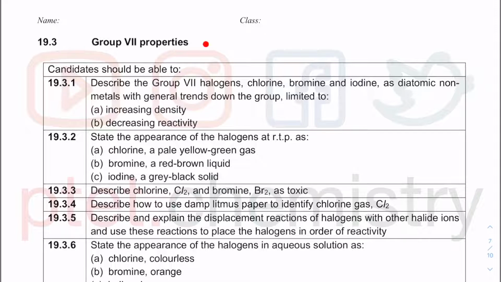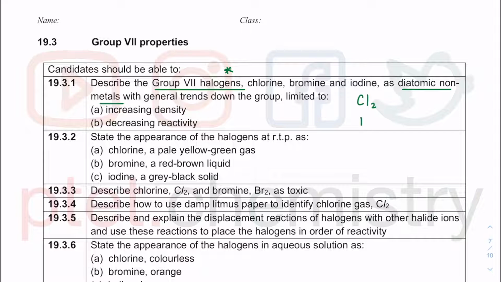In this tutorial video, I'll go through these combined science 5129 chemistry contents for these group 7 properties, in continuation of the periodic table chemistry that we talked about previously. So here we're going to describe the group 7 halogens. These are the special name given for group 7 elements, which of course exist as diatomic non-metals.